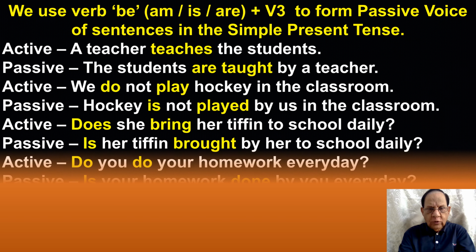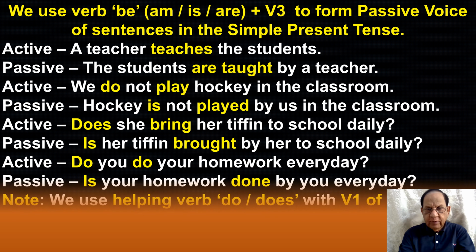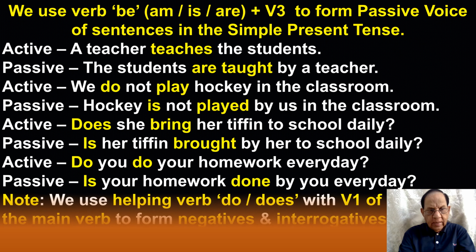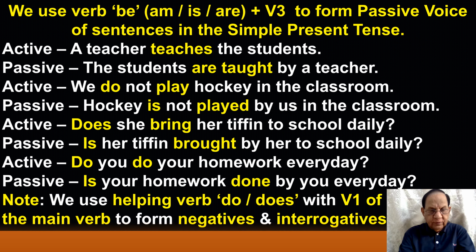Active: We do not play hockey in the classroom. Passive: Hockey is not played by us in the classroom. Active: Does she bring her tiffin to school daily? Passive: Is her tiffin brought by her to school daily? Active: Do you do your homework every day? Passive: Is your homework done by you every day? Note: We use helping verb do or does with the first form of the main verb to form negatives and interrogatives.